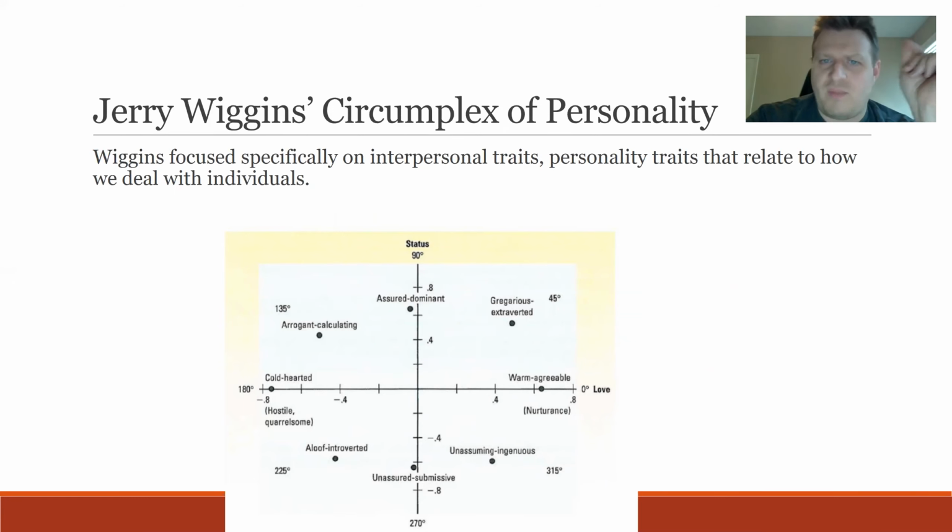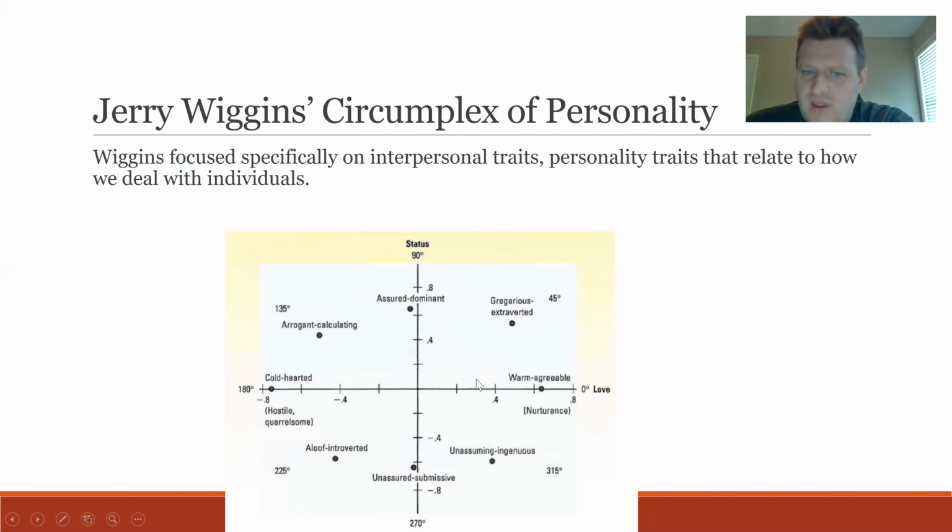Jerry Wiggins's Circumplex model of personality, we're looking at only interpersonal traits. So interpersonal traits, how do you differ in interacting with other people? All right, Jerry Wiggins has argued that there's 2 major dimensions. There's a dimension of status. So are you behaving in a very dominant way? Are you behaving in a very submissive way? All right, so there's that dimension. And then there is a dimension of love. Okay, how much do you like the person that you're interacting with? Are you very agreeable? Are you very nice? Are you very approachable? Or are you an a-hole? All right, so how do you interact with other people?